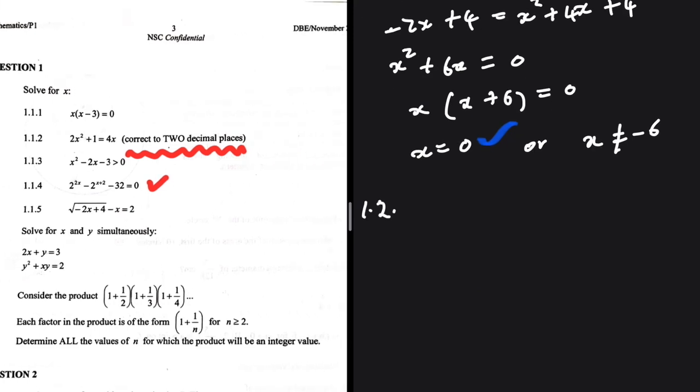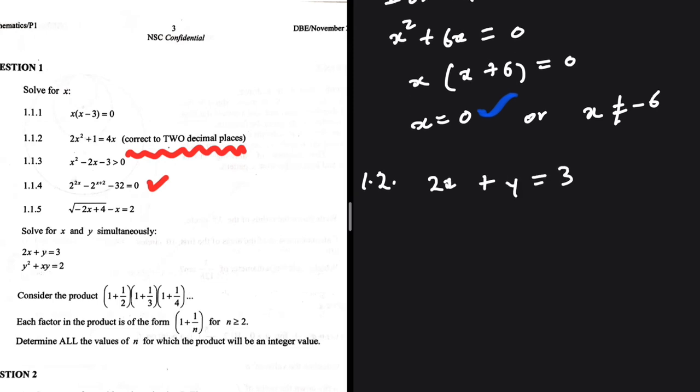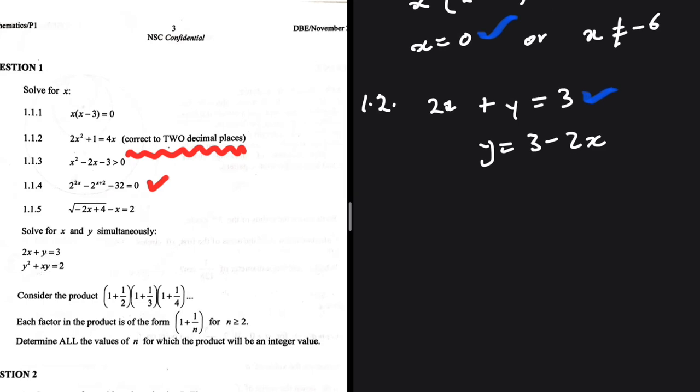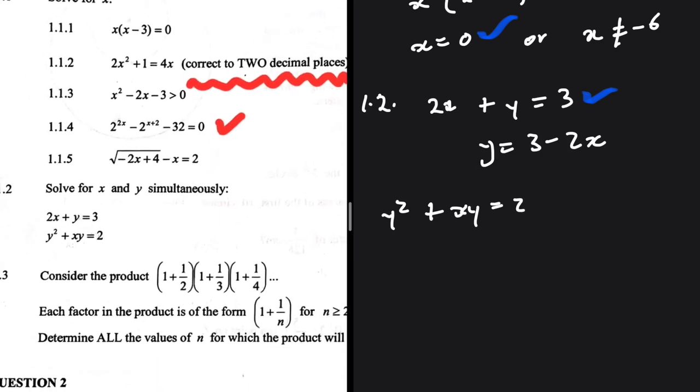Let's take a look at 1.2. Here we have 2x plus y being equal to 3. It's easy to see that our life will be easy if we make y the subject of the formula. If we do that, y is equal to 3 minus 2x. You can call this equation 1. You don't really have to, but you can. And then we have x squared plus xy being equal to 2. This is our second equation. In place of y, we substitute 3 minus 2x.